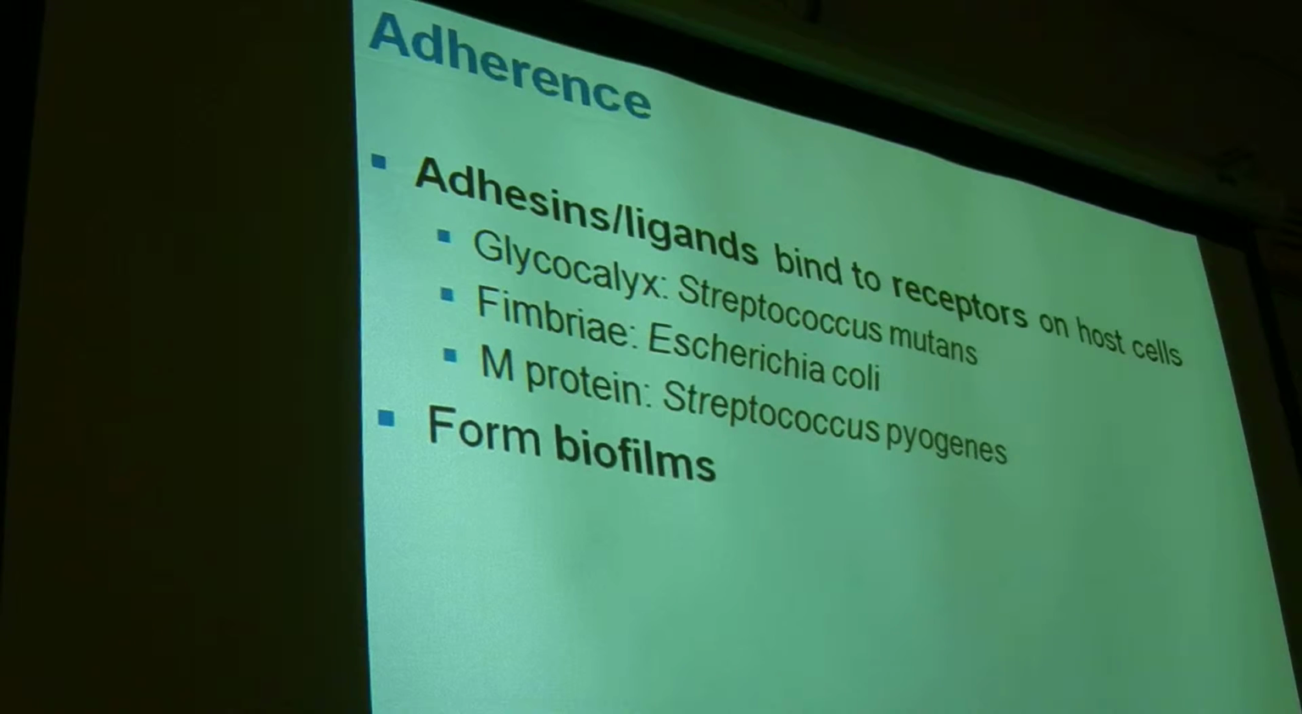Now we'll go through how the infection physically happens. We've gone through how the bacteria or virus can get into the body. Now we'll talk about what happens after it gets into the body. The first thing it usually does is infect or attach to cells in the host. That's called adherence. There are usually some proteins on the outside of the bacteria called adhesins or ligands that bind to receptors on the host cell and cause the bacteria to anchor down onto the cells of the host. And then they start to form biofilms in the organs and different places in the body.